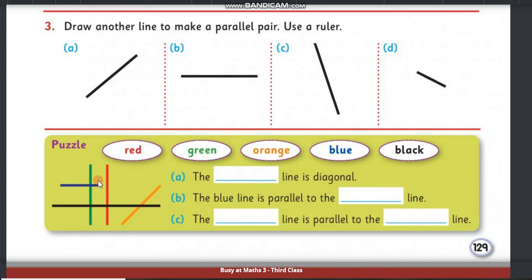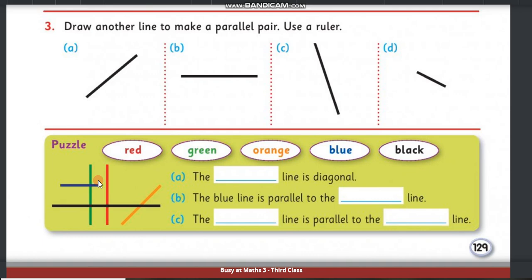So the third one, something line, is parallel to the something line. So choose 2 other lines, not including the blue line. Choose 2 other lines that are parallel. So you need to measure between the 2 lines at 2 different points and make sure that they are parallel.